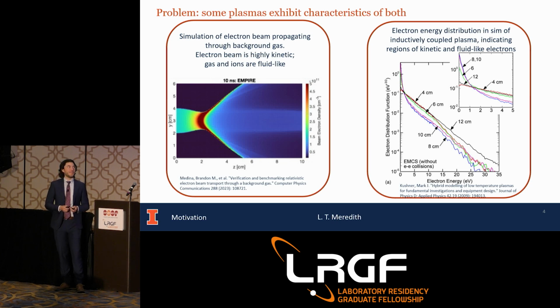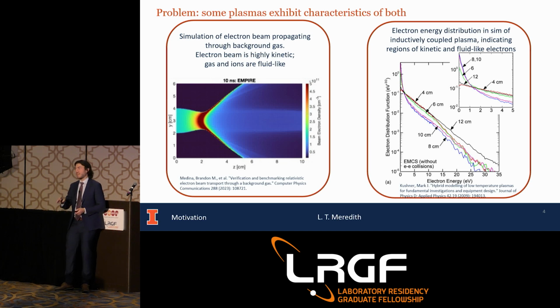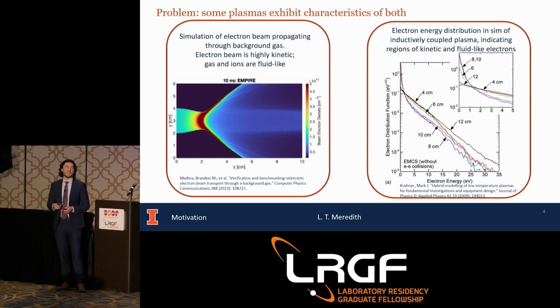And in the plot on the right here, it's not super important to understand what's going on, but it's just a graph of the electron energy distribution functions in various regions of a simulation of an inductively coupled plasma. If you see a straight line, that means that at that location, the electrons are pretty fluid-like, and if there's a kink, they're not. So this shows that there's regions where we have electrons that are fluid-like and regions where it's not. So one can think of a hybrid method that switches between a fluid and kinetic description based on location.